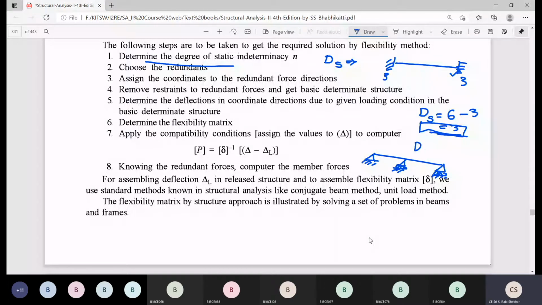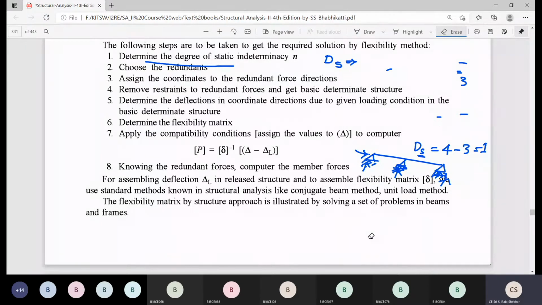Degree of static indeterminacy is equal to number of unknowns. Here we have 2 unknowns, one vertical reaction and one horizontal reaction. Here we have one vertical reaction, since for a roller support only a vertical reaction is there. For the hinged support, 2 unknowns: one horizontal reaction and one vertical reaction. So the total number of unknowns here is 4, and the number of equilibrium equations available is 3. So static indeterminacy of the structure is 1. Like that, we calculate the degree of static indeterminacy for different types of beams. So in the flexibility matrix method, the first step is to calculate the degree of static indeterminacy.